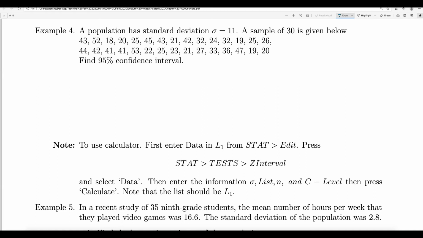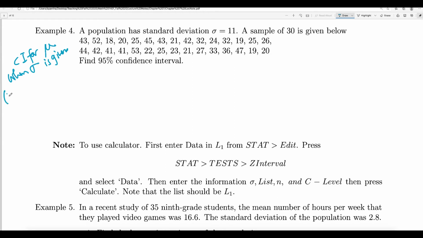In the last video, we discussed how to find the confidence interval for the population mean when the population standard deviation is given. Okay, so confidence interval for the population mean when the population standard deviation is given. What was the formula?